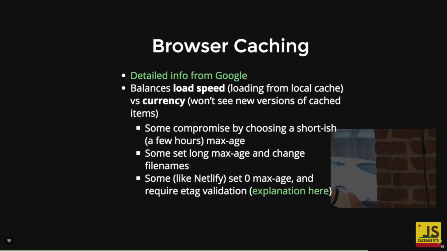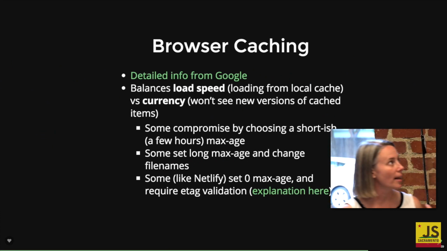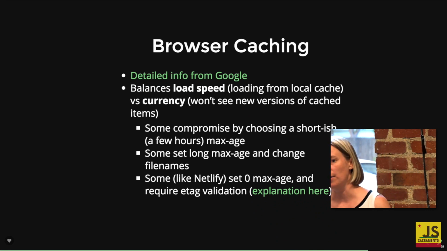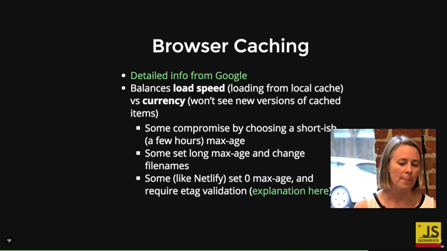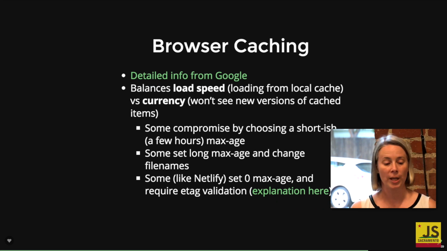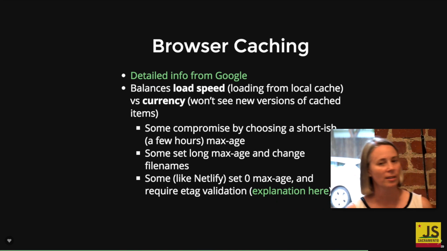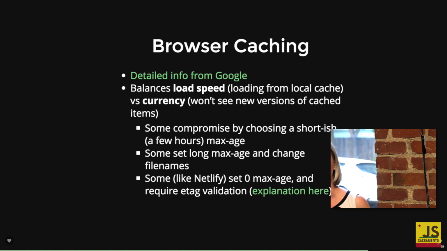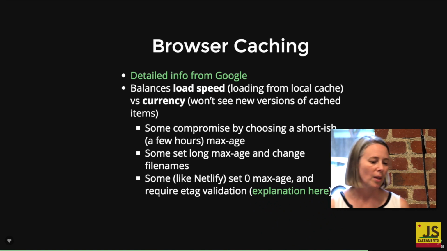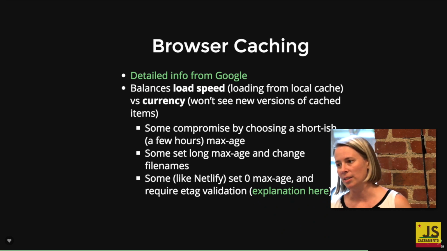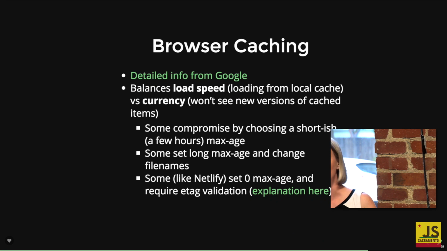And another thing is browser caching. That link goes to a really nice description of it from Google's developer documentation. With browser caching, you have to weigh two things. It's a matter of balancing load speed, which is loading from the user's browser cache. So if they've been to the site before and they've already downloaded the image and it's saved on their computer, it's going to load a lot faster than if they have to download it. But the trouble with that is that you have to balance it with currency, which is, if you changed that image and they're loading from their cache, they're not going to see the new version of your image. So that's where your cache settings balance those two things.